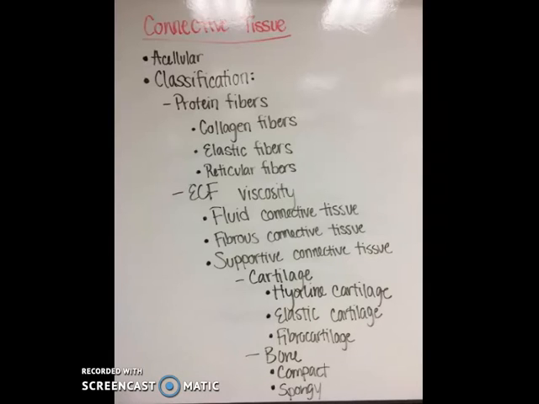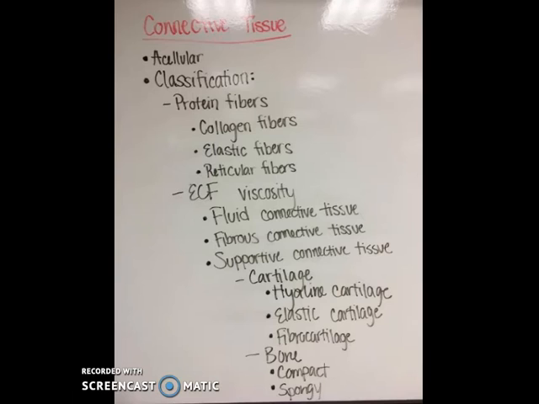Okay, so we're going to continue on with connective tissue. Something to note is that it's acellular, meaning that instead of having an aggregation of many cells, you're going to have a higher amount of ECF in comparison to cells. There are two ways to classify connective tissue. You can do it by protein fibers, or you can do it by the viscosity of ECF.